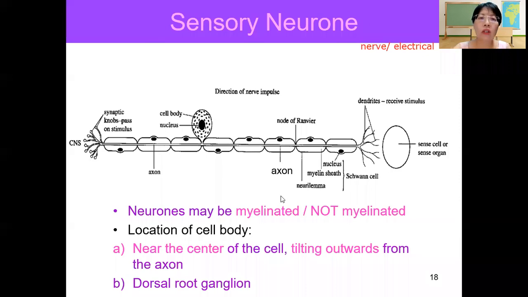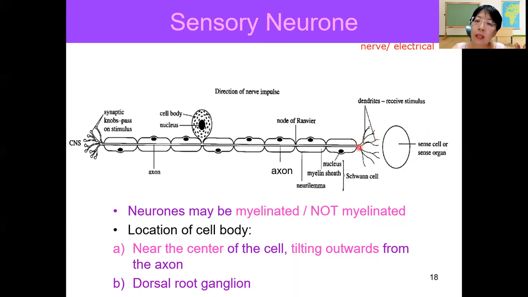This is the structure of a sensory neuron. A sensory neuron begins with a receptor, which is a separate cell in the sense organ. It is a sense cell which can detect different kinds of stimuli, for example light, sound, taste, smell, touch, pain, heat, and so on. It is a specialized receptor to detect that kind of stimulus.